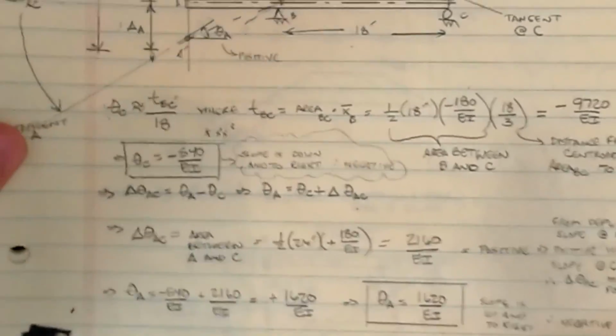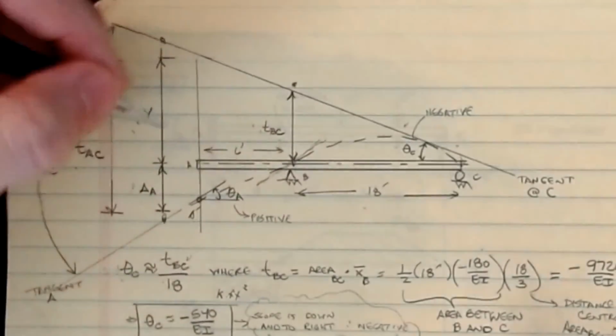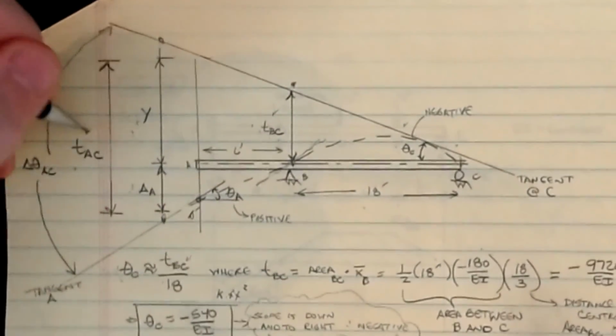All right, so now let's go in and see what we can figure out next. Okay, so now I have theta C, and I also have the tangential deviation BC, and I can calculate this guy.